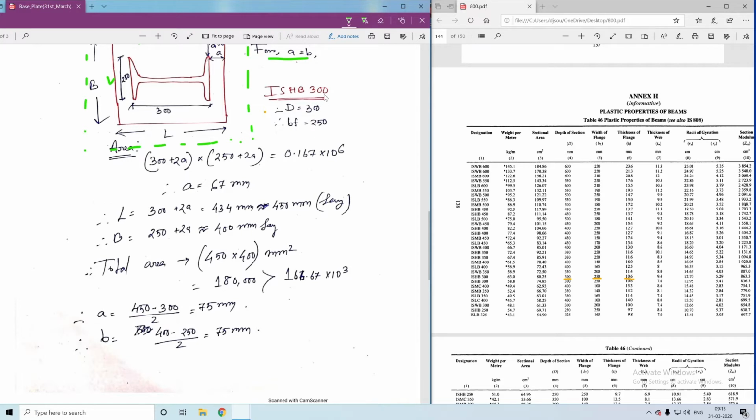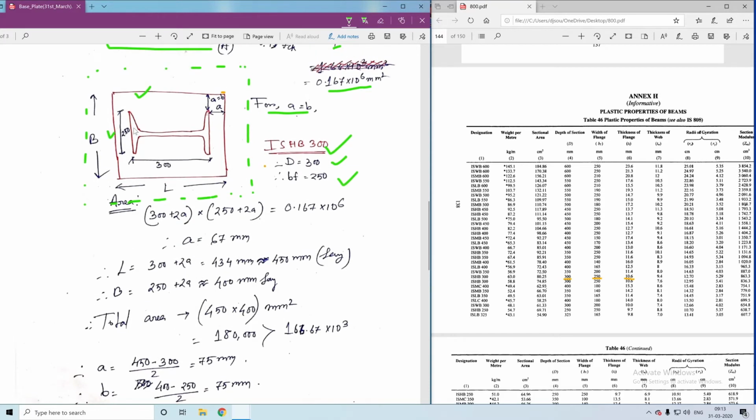Now, for ISHB 300, I have the values D and BF, that is 300 and 250. I put the values over here, and then I need to calculate the A value. So how do we calculate it? Look, I need to calculate the area of the total rectangle.